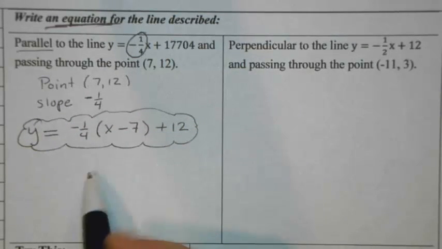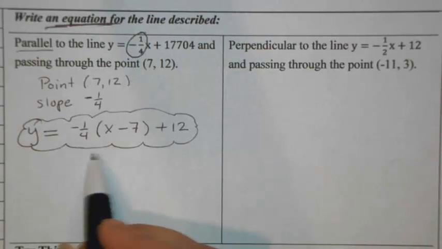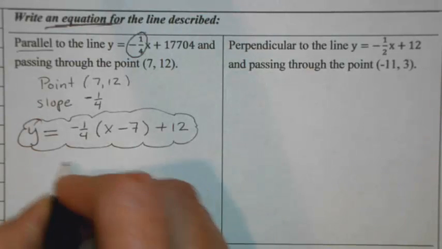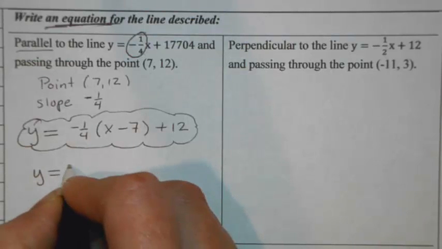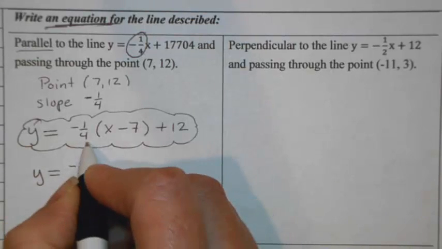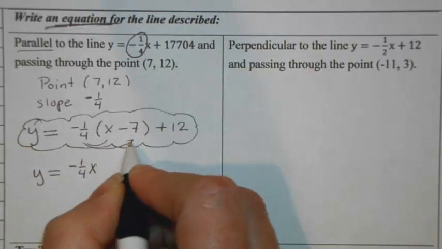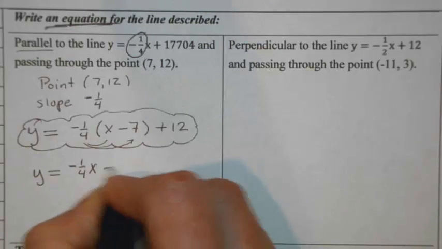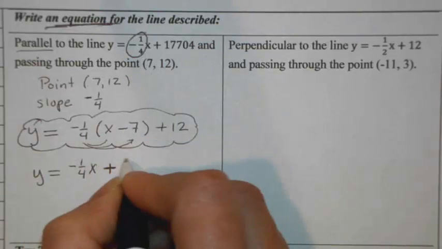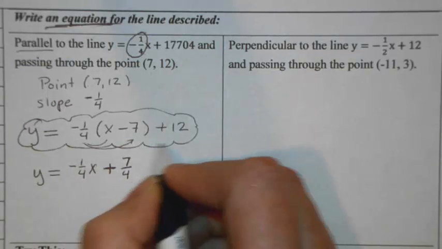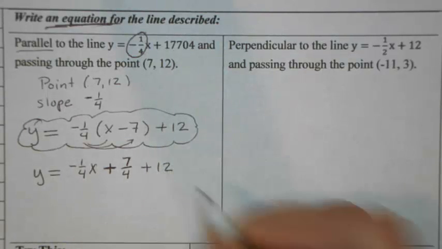Now, for those of you who still love that slope-intercept equation and you're uncomfortable with this one, let's just simplify it. So it's y equals -1/4 times the x, we'll put an x there, and -1/4 times that -7, that's going to make a positive. It's going to be 7/4 if you love this fraction, and then bring down that plus 12.